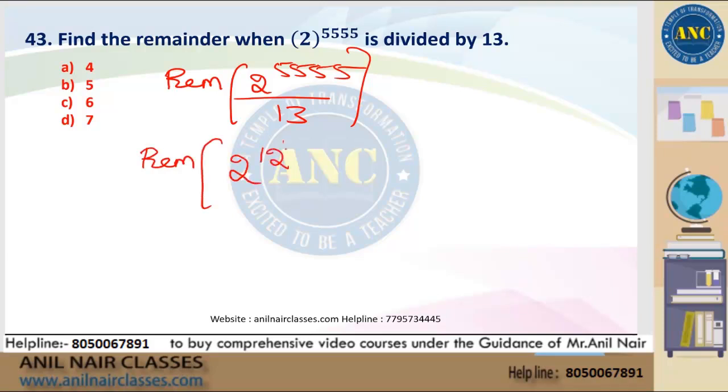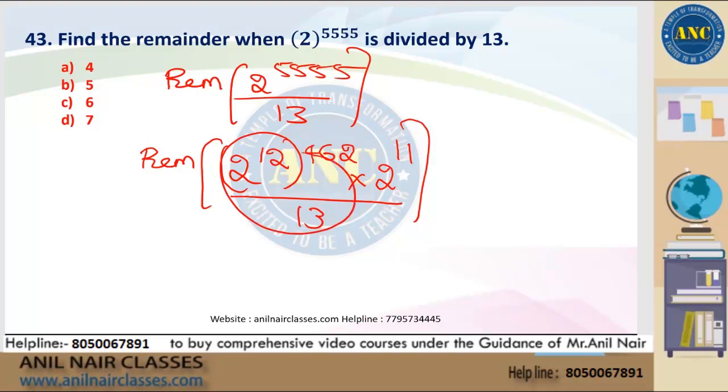2 power 12. 12 fours are 48, 75, 12 sixes are 72, 35. 12 twos are 24 into 2 power 11 divided by 13. These anyway are 1, so this will become 2 power 11 divided by 13.